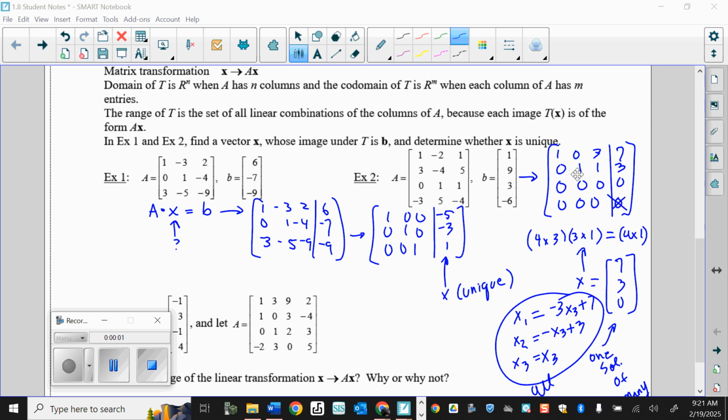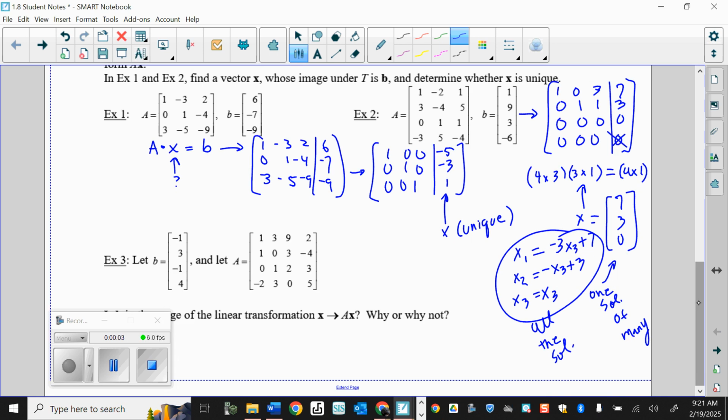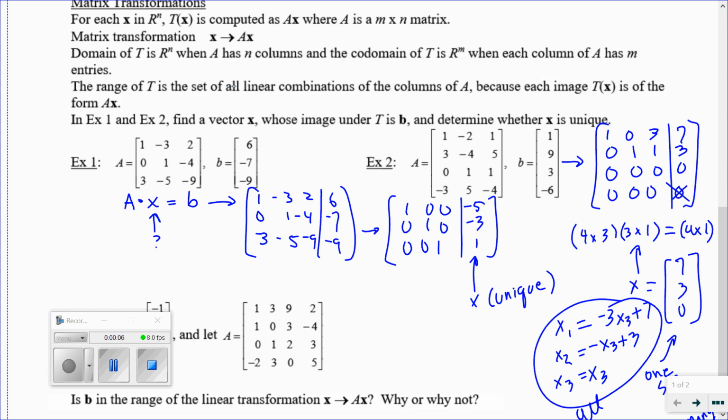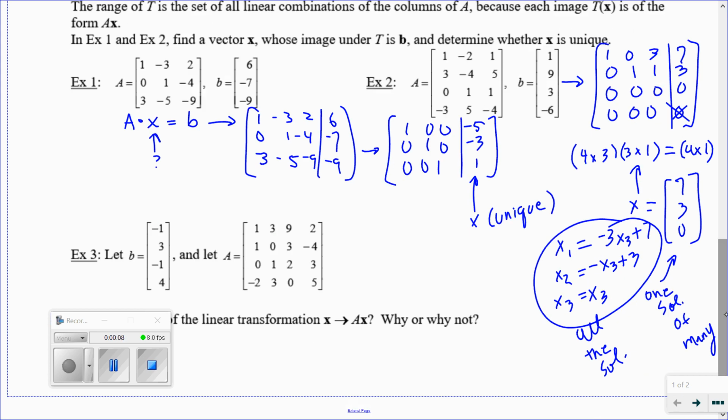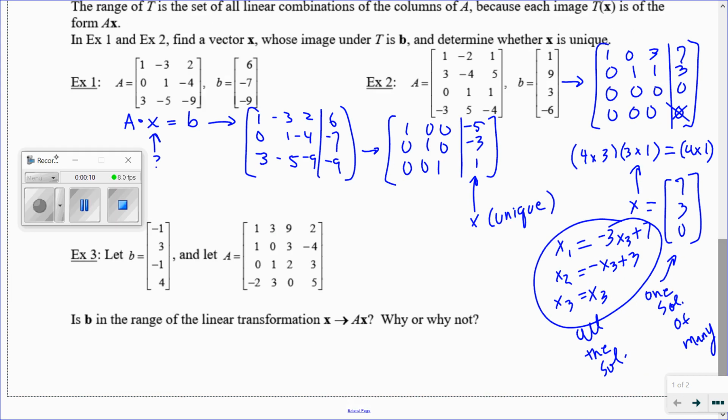Okay, so this last one right here, let's get to that one, and we're almost done, I promise. Another way you could ask it says let B equal that, let A equal that. They could ask you, instead of saying, is B a linear combination, is B in the span? Or is B in the range of the linear transformation? So there's another way you could ask, and you all need to do the same thing.